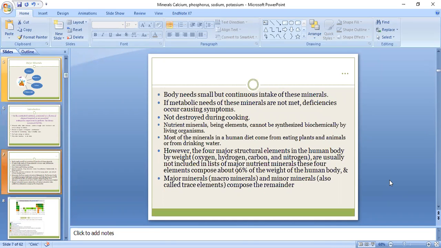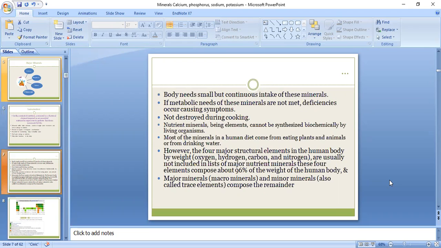The body needs a small but continuous intake of these minerals. If the metabolic needs of these minerals are not met, deficiencies occur and symptoms may appear. They are not destroyed during cooking. Nutrient minerals, being elements, cannot be synthesized biochemically by living organisms. Most of the minerals in a human diet come from eating plants and animals or from drinking water.